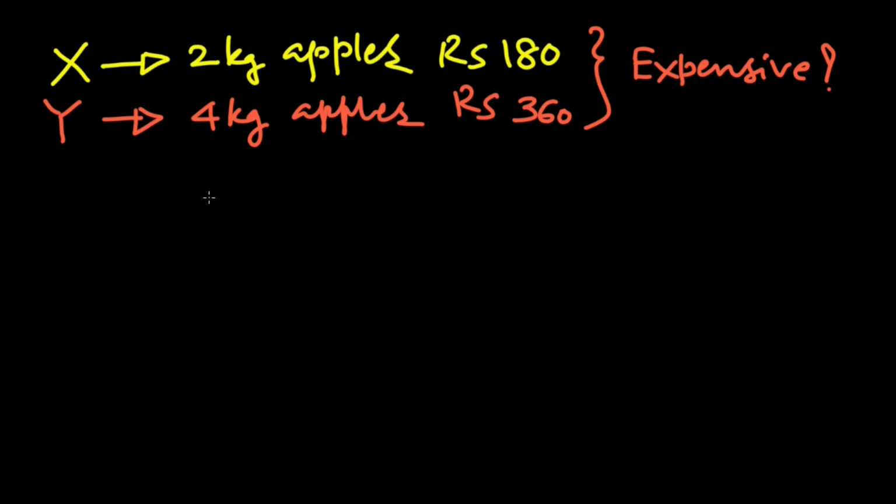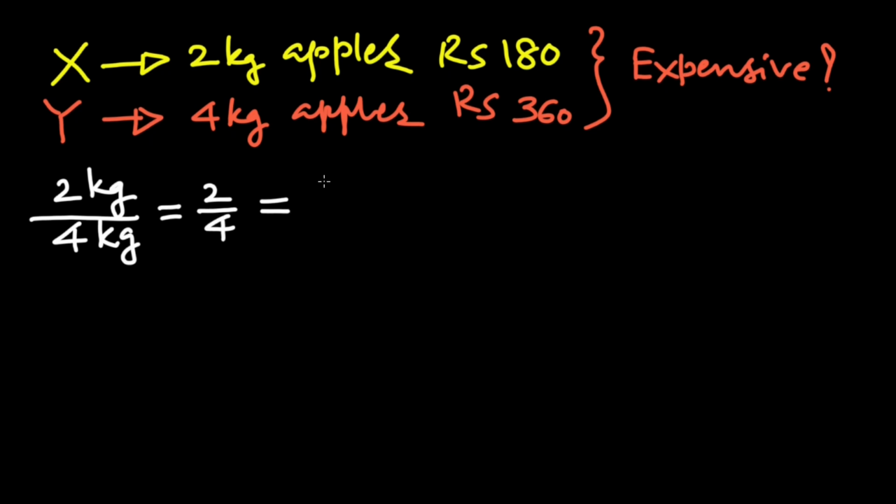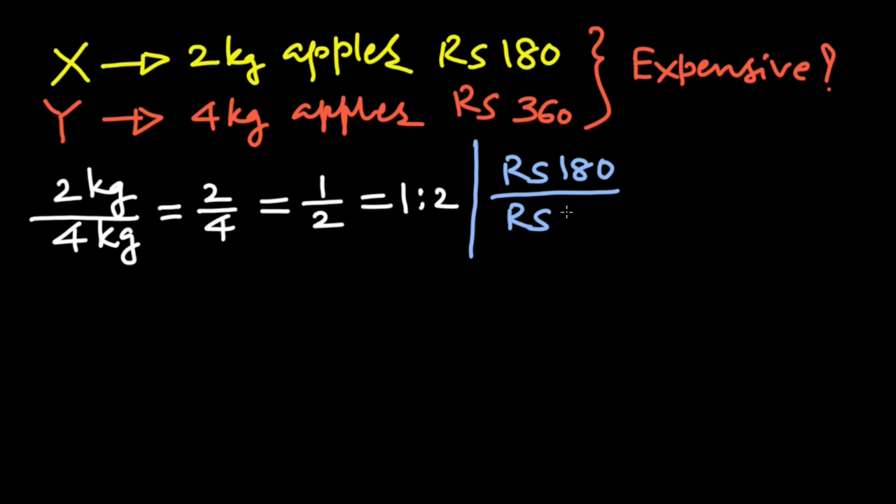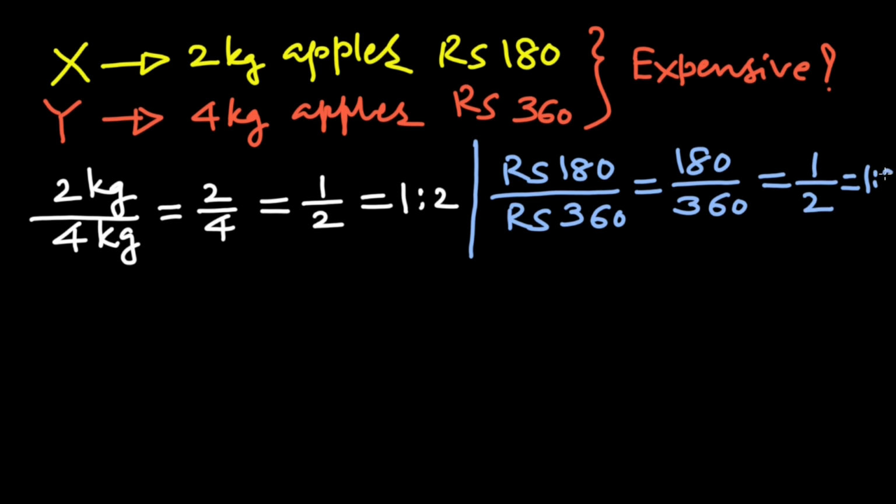First, we will take the ratio of weights. So, 2 kg by 4 kg gives us 2 ratio 4, which is 1 ratio 2. Next, we will take ratio of the costs. Rupees 180 by rupees 360 will be 180 by 360, which will be 1 by 2 or 1 ratio 2.